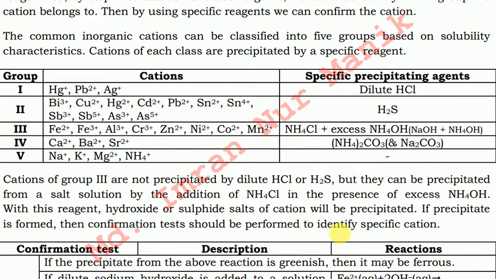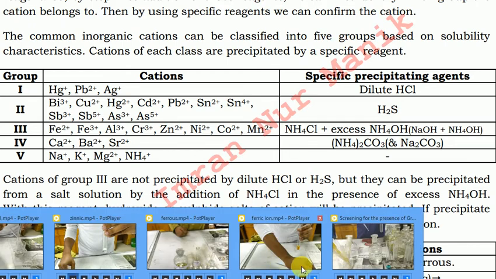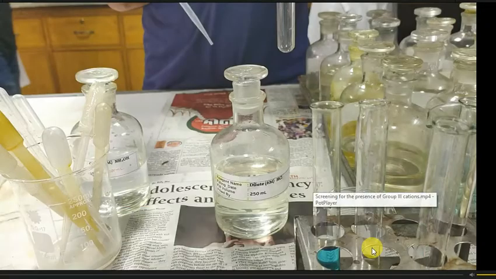This line implies that after the addition of hydrochloric acid there will be no precipitate. After the addition of hydrogen sulfide gas there will be no precipitate, but after the addition of ammonium chloride in the presence of excess ammonium hydroxide there will be a precipitate. If a precipitate appears, we can say that these are group 3 cations. Then we have to go for the individual test to confirm which group 3 cation is present within this salt. Let's look at the video to see how the group 3 cations are identified, the group identification.